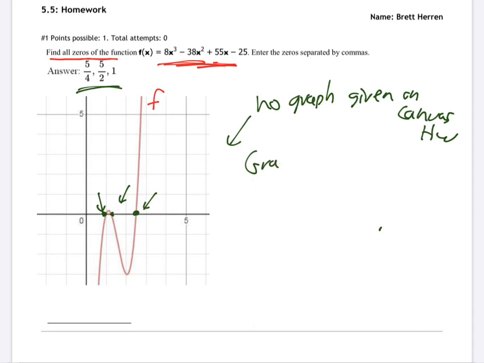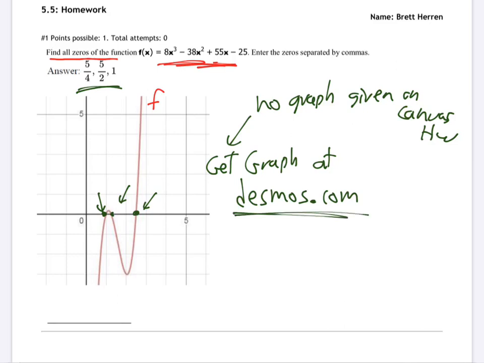You get the graph at Desmos.com. That's a free graphing program that's available online, no charge, super easy to use. You can use other online programs to graph, or a graphing calculator if you want. All these options are fine. I'm just telling you probably the easiest way is Desmos.com. Let me show you exactly, because again, they don't give you the graph on the homework, and we need that graph to help us solve this problem.